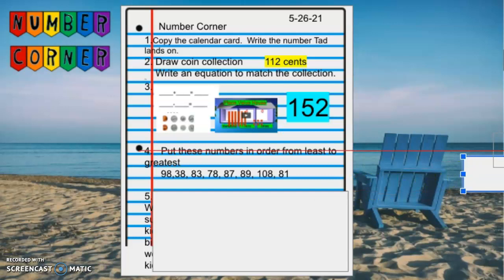For number 4, you are going to write the numbers from least to greatest. Here are the numbers: 98, 38, 83, 78, 87, 89, 108, and 81. Please put the numbers in order from least to greatest. Press pause if you need more time.